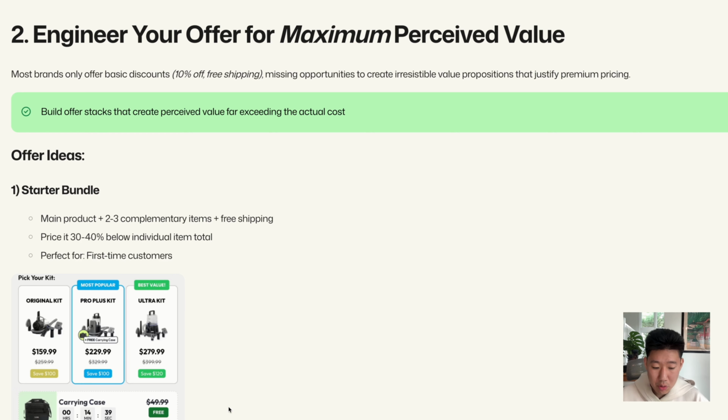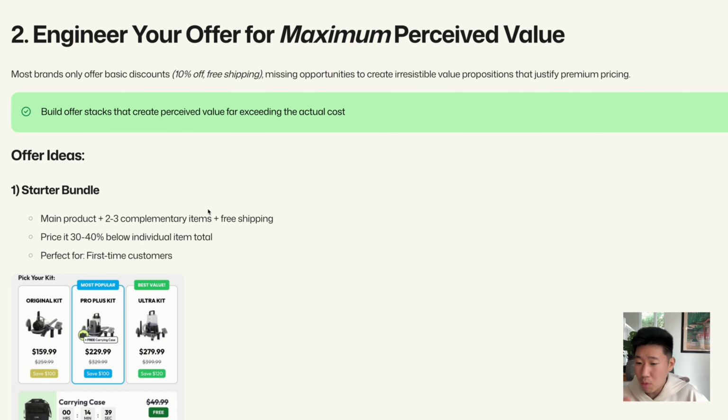Number two, this is really important, is to improve your overall offer. And how you want to do that is by maximizing the perceived value of what it is you're offering. So most brands think that their offer is discounts, 10% off, free shipping. And that's cool. Well, not that cool, but you're missing a lot of opportunity to create irresistible value propositions that justify you being able to charge more. So the pro tip is building offer stacks that create higher perceived value, far exceeding the actual cost.